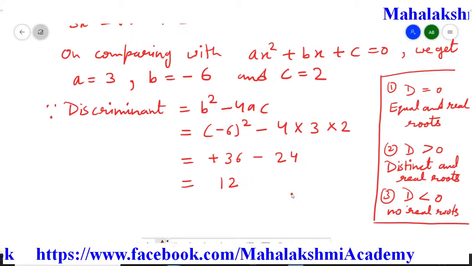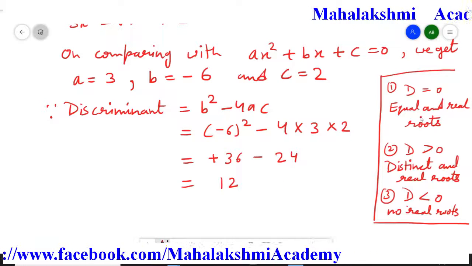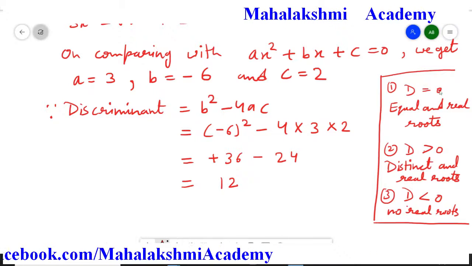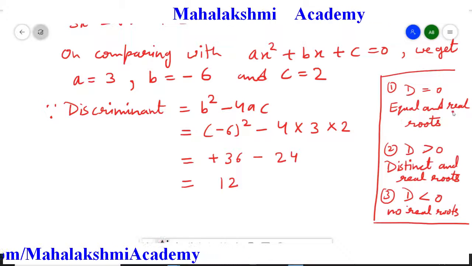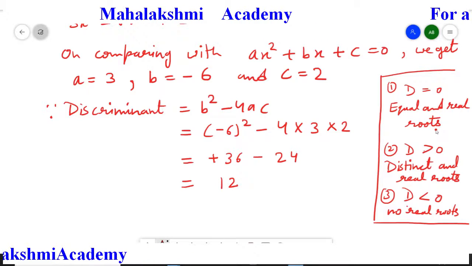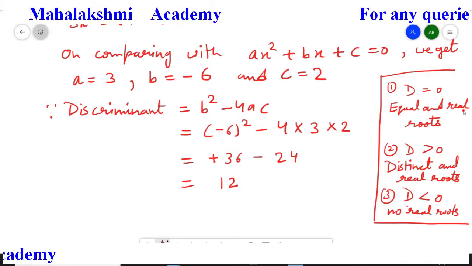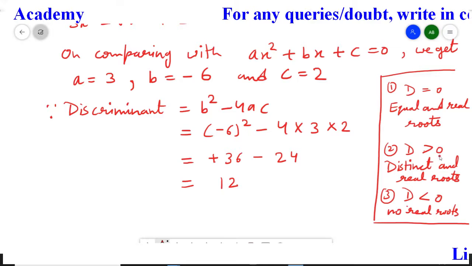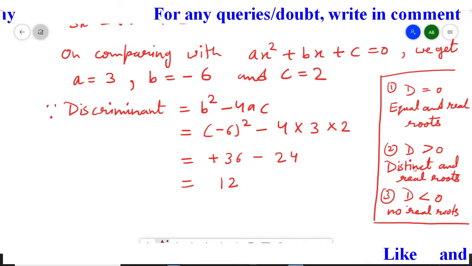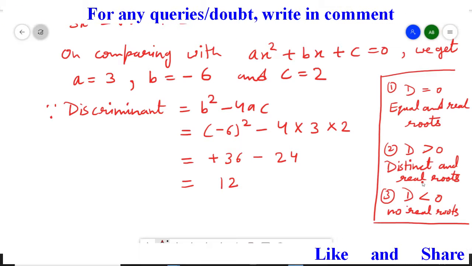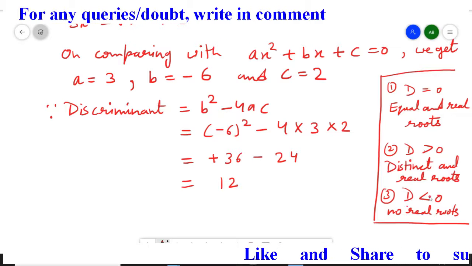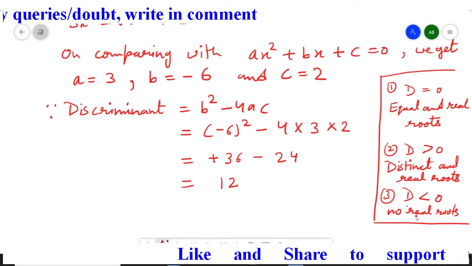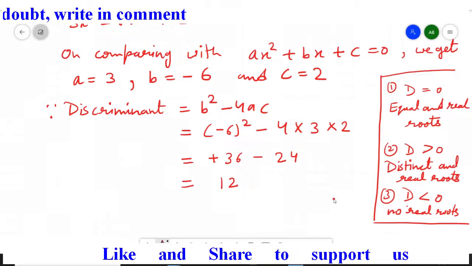So this is already given in your books, that if discriminant is equal to 0, in that situation you get equal and real roots, means you are going to get two roots, both are going to be real as well as equal. And if D is greater than 0, in that situation distinct means different, both roots are going to be real as well as different. And if D is less than 0, in that situation no real roots and you do not have to solve also.